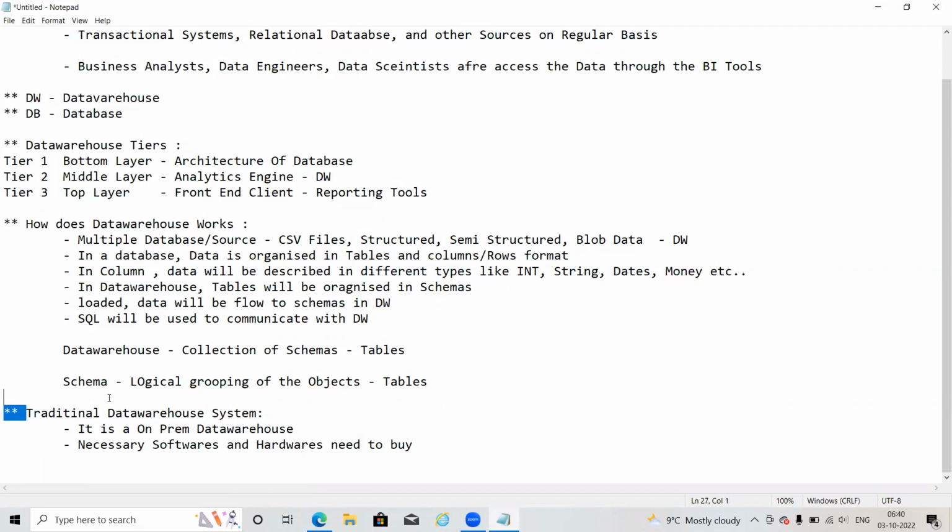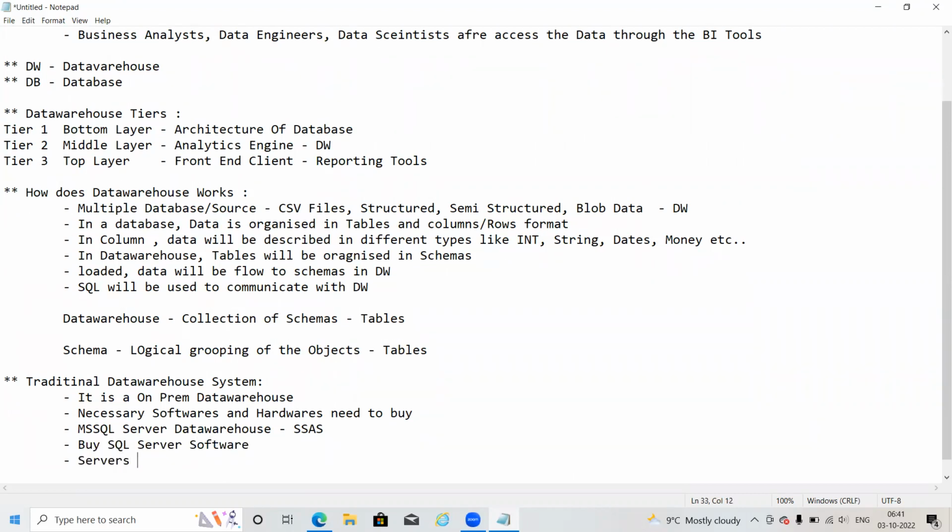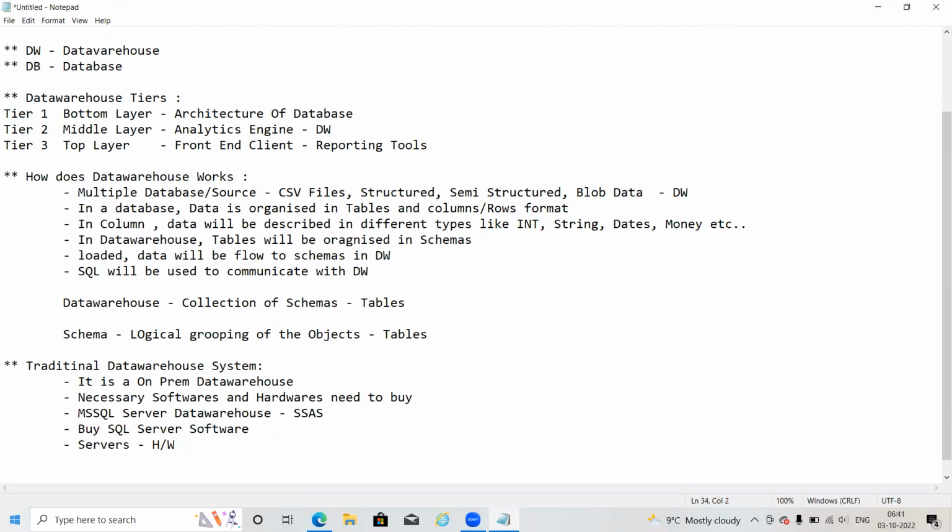So this is about the traditional data warehouse. Let me give one example. Suppose you want to maintain a traditional warehouse, I will give you MS SQL Server data warehouse, that is nothing but SSAS. Fine. So for this, what you need to do? First, as a company, you need to buy the SQL Server software and buy servers. This is the hardware component. We need to buy CPUs, nothing but processors, and then RAM, this is memory, and then hard disk.